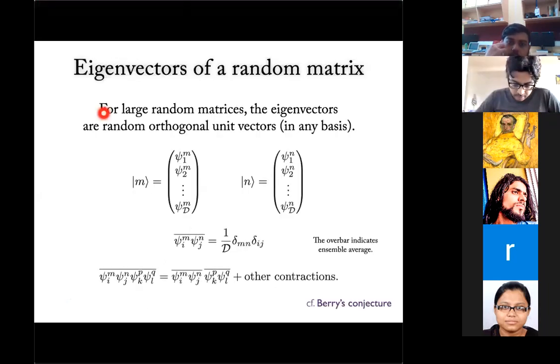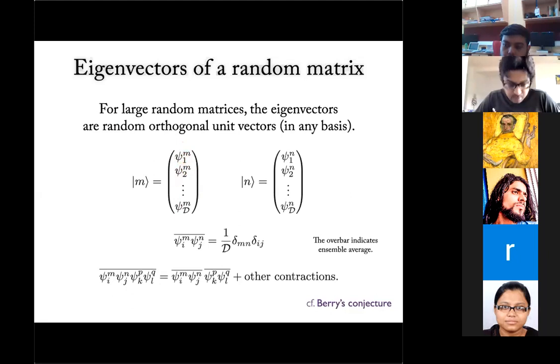Okay, so let's now look at the eigenvectors of a random matrix. For large random matrices, the eigenvectors are random orthogonal unit vectors in any basis. So these are two eigenstates of your Hamiltonian. It's a D by D Hamiltonian, so this D will keep appearing. This is a large D matrix.